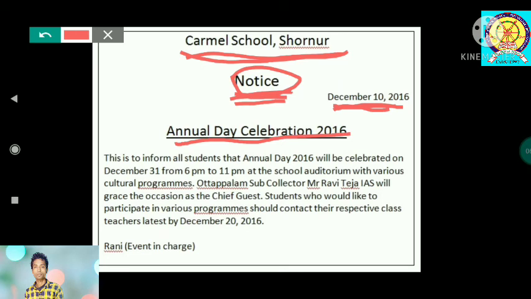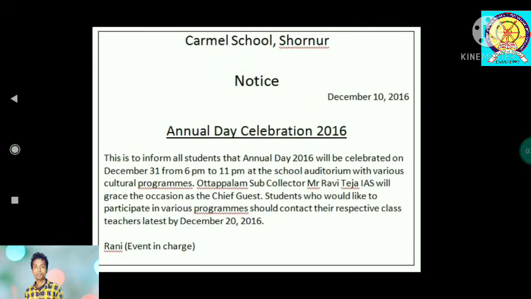Annual day celebration. This part is known as the body part, and it should be in passive form. What's written here: this is to inform all students that annual day 2016 will be celebrated on December 31st from 6 p.m. to 11 p.m. at the school auditorium with various cultural programs.